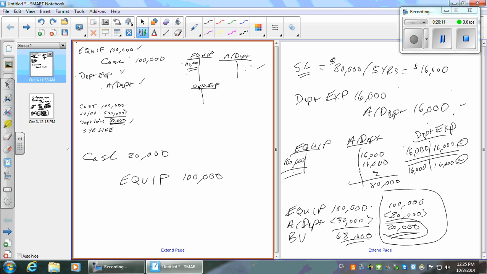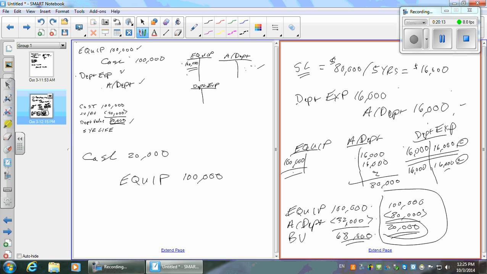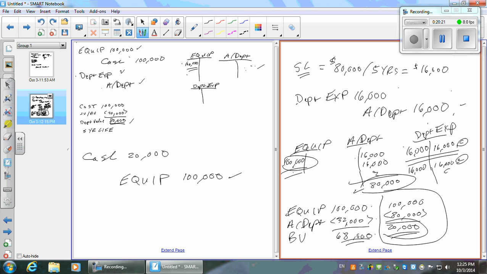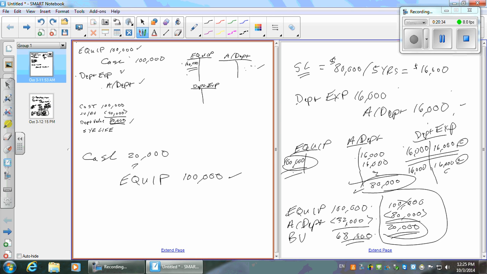You better get rid of the accumulated depreciation, because now what we've got in accumulated depreciation is 80, right? So I want to get rid of the equipment for 100, and I want to get rid of the 80, otherwise you have a negative asset. You'd have zero for equipment, negative 80 for accumulated depreciation. You'd have a negative asset and no such thing. So you've got to get rid of the 80,000 accumulated depreciation. Okay? So that was a great question.